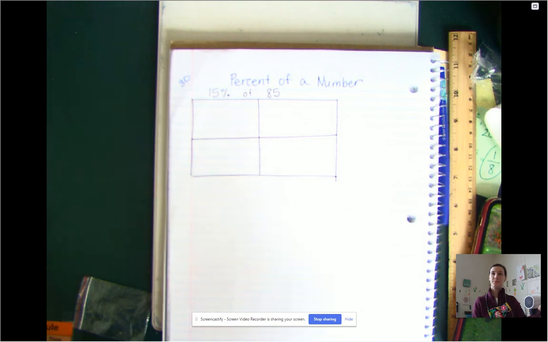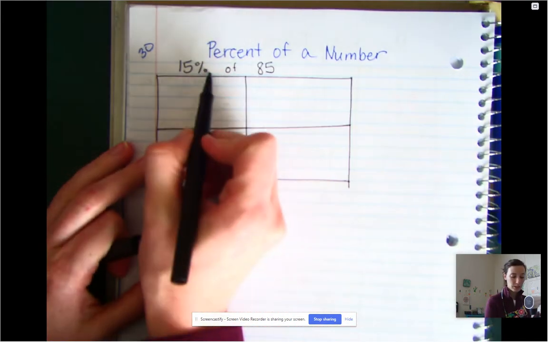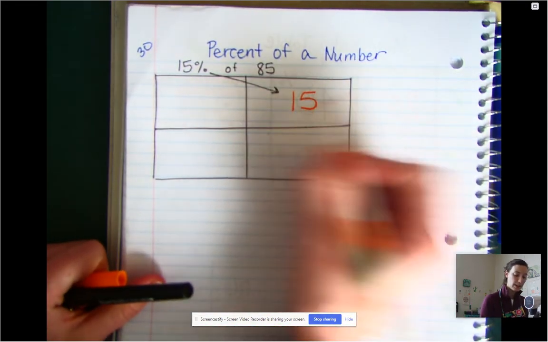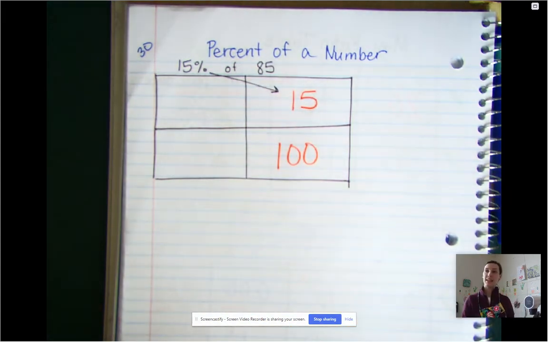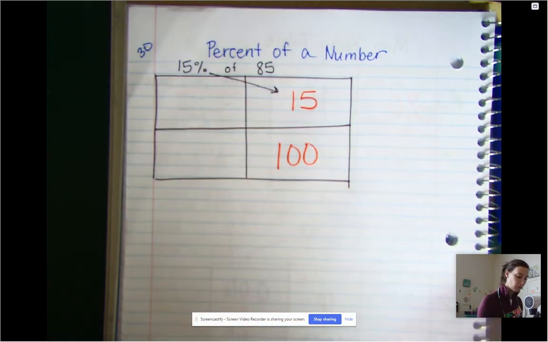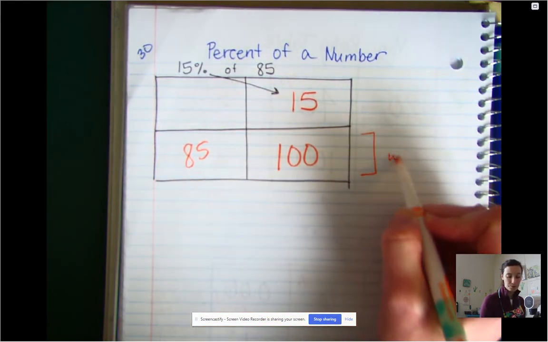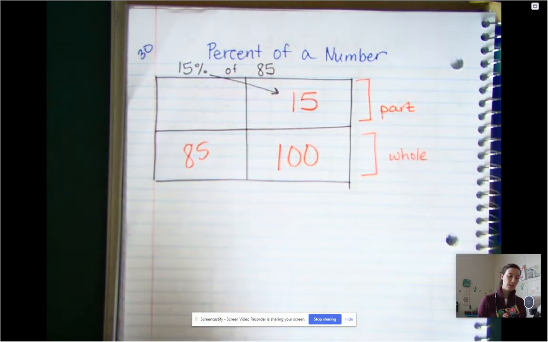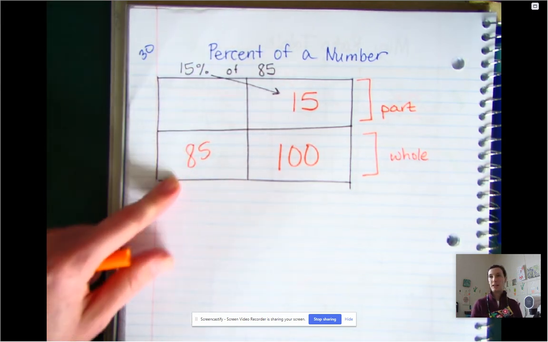So first of all, the percentage always goes in the top right corner. And a percentage is always out of 100. And then we want to know 15% of 85. So 85 is the whole. Wholes go on the bottom. This whole row is for the wholes. And this is for the parts. So we need to find how many things would be 15% of 85.